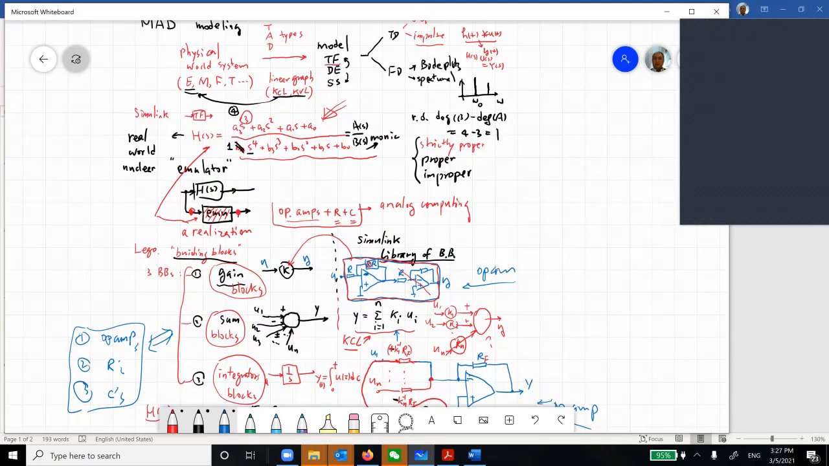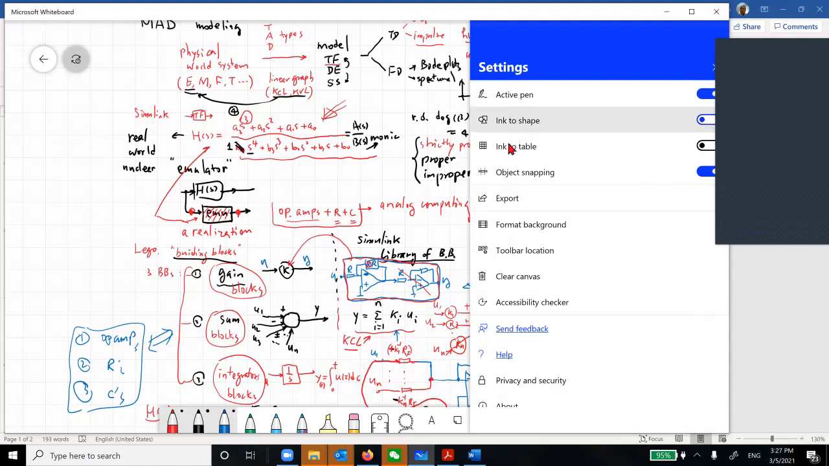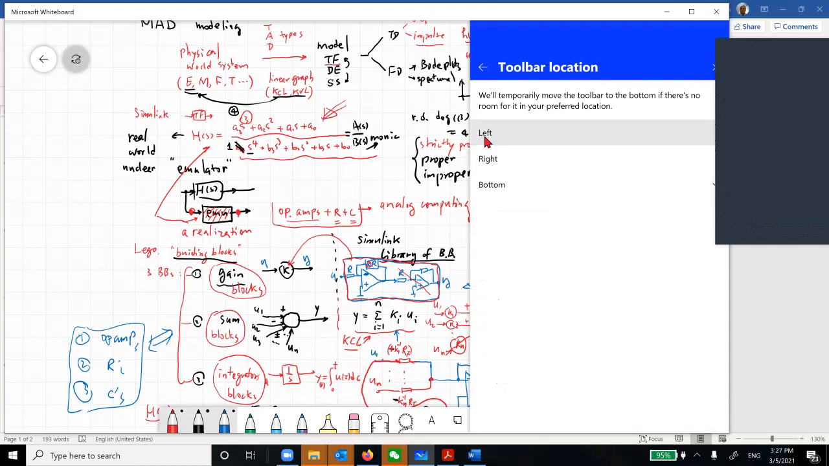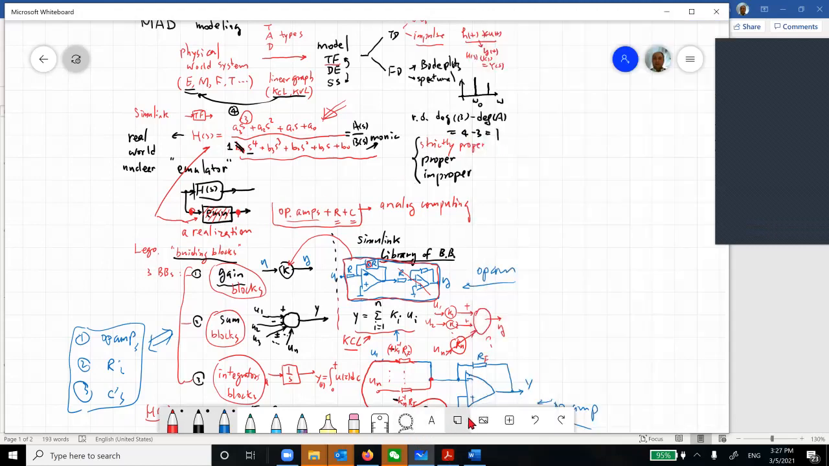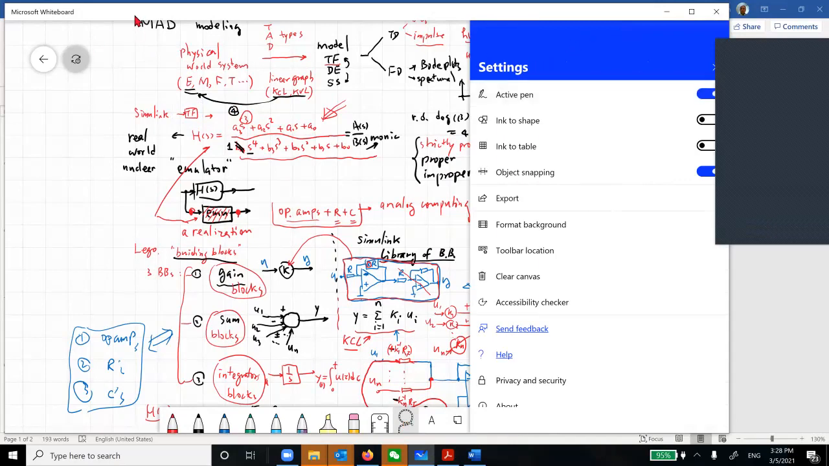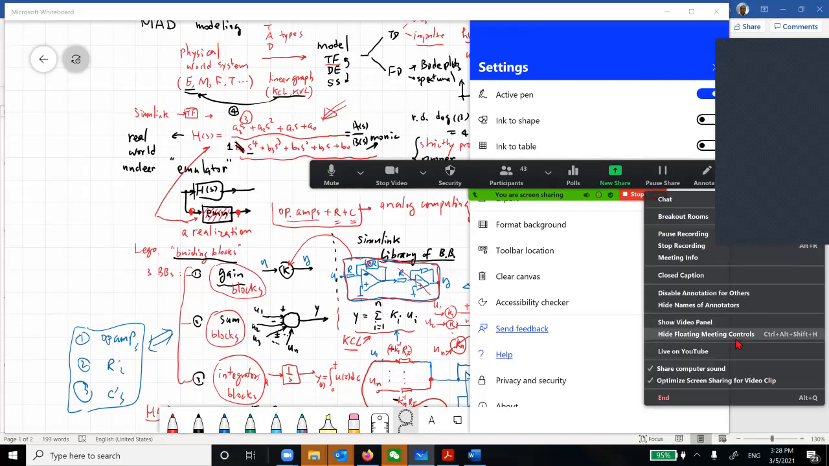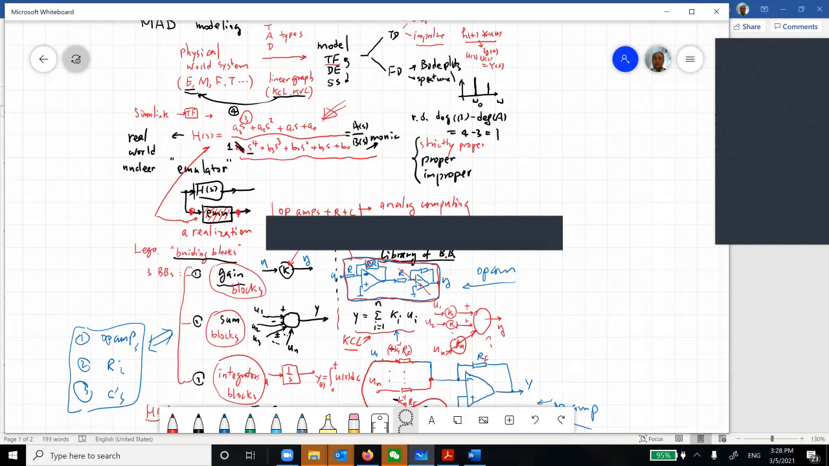So we have this. Let me see if I have an idea to cut this one down. Link to save. Toolbar location. Oh, it's here. Oh no. Okay, let me see how I can cut this one. Maybe I should stop. No, don't do that. Let me do this. Hide this one. Go down.